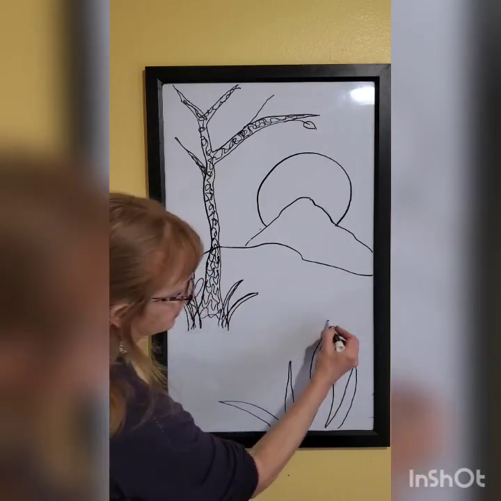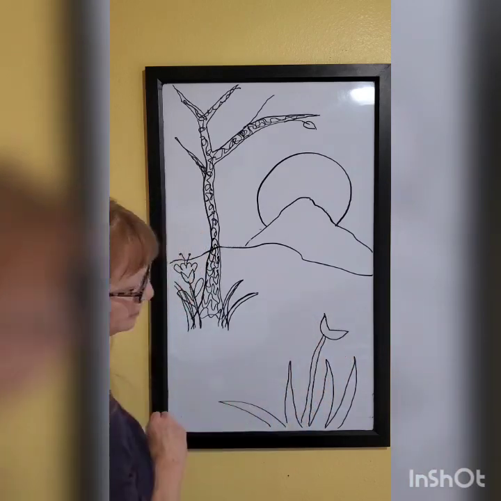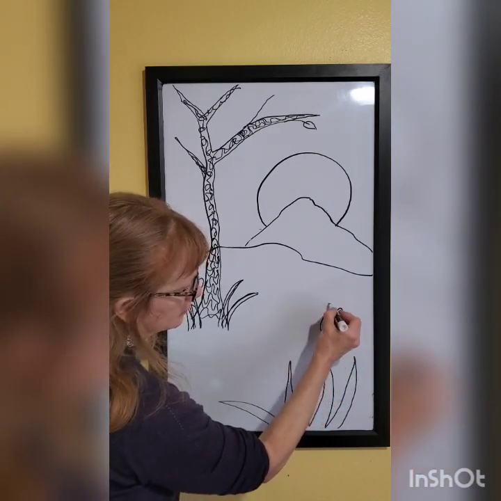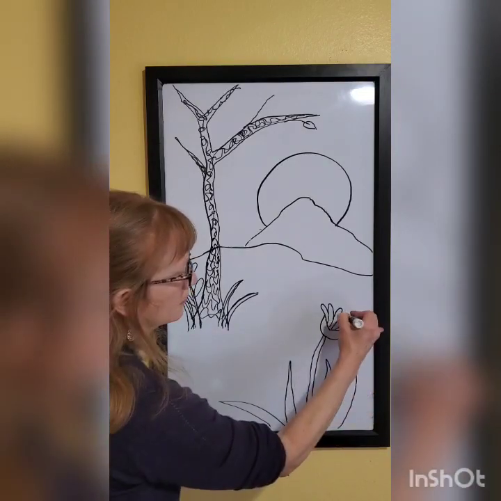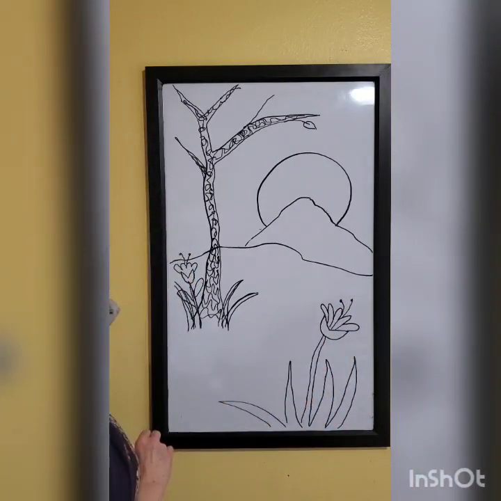I'll start with that U shape again. Use curved or angled lines for your flower petals. And I like adding the stamen popping out of the top of my flower. Maybe a bee or butterfly will visit.